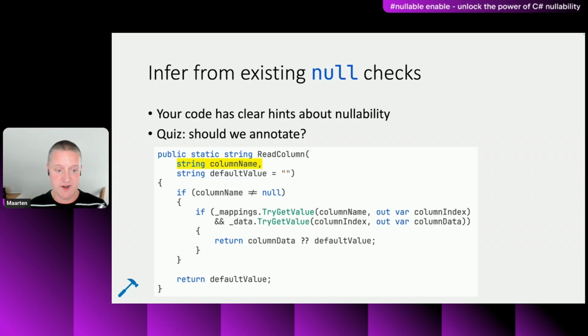Apparently, first line we have in that method, we are checking column name for null. If it is null, we return a default value. If it's not null, we work with mappings, with data, and so on. So ideally, here we want to annotate because apparently the code was written to support both a null value and a non-null value. Of course, you want to analyze the usage of this read column method, whether you're actually passing in a null value or not, because it can simplify your code.